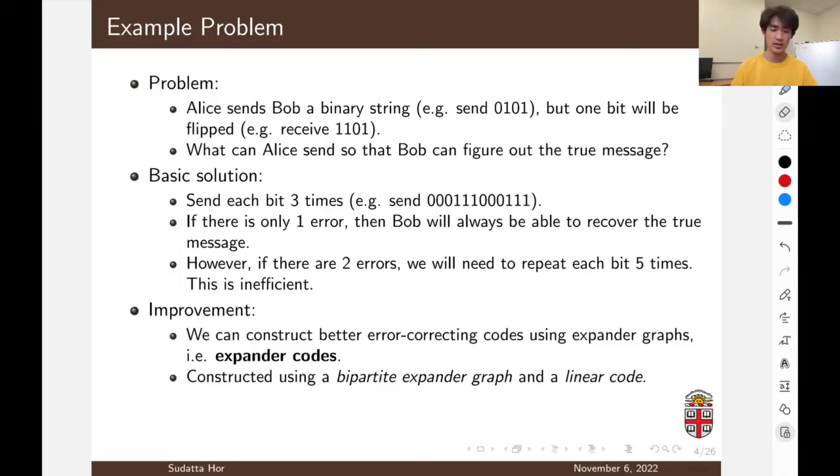A basic solution to this is to just send each bit 3 times. This way, if there's only one error, Bob could just take a majority vote on these bits and recover the true message. But if there are 2 errors, this actually doesn't work, and this code turns out to be inefficient. So what we want to do is to find a better error correcting code, and in this presentation we'll talk about using expander graphs to construct something called expander codes. What we use is a bipartite expander graph and a linear code. Both of these we'll define later in the presentation.